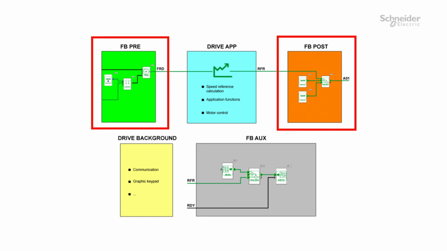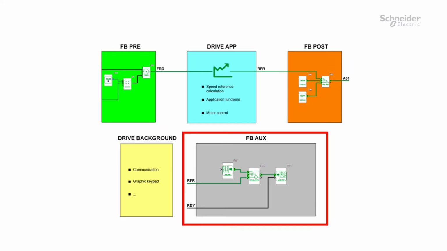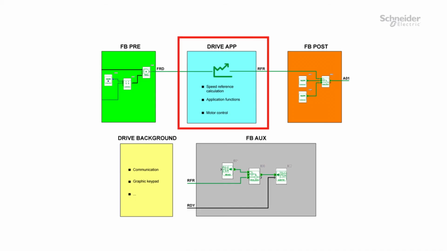In pre-post tasks, connection to fast access parameters only, size limited and M00X limited. In the aux task, connection to slow and fast access parameters, HSP, LSP, ACC, DEC. The drive app described here is the main task of the drive to control the motor. This task is not manageable by the user.